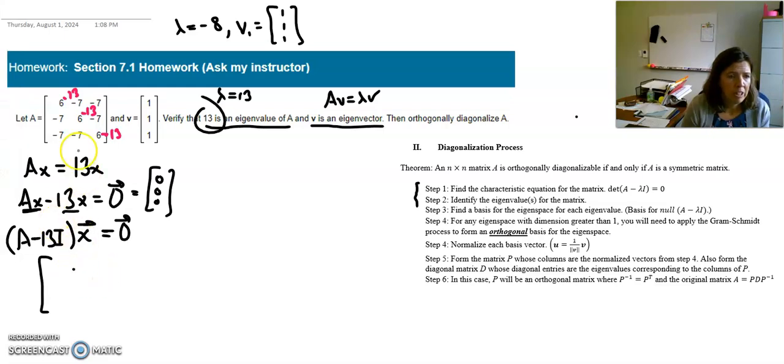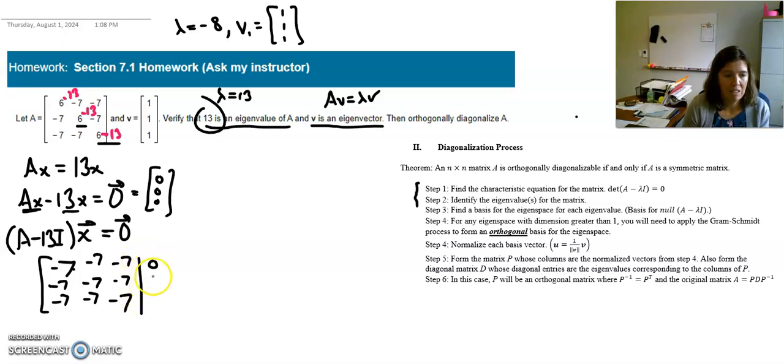Okay, so when you do that, you have 6 minus 13, that's negative 7. These diagonal entries that were 6s, you're subtracting 13 from each one, so all of those turn into negative 7s. And then we had negative 7 everywhere else to begin with, so those entries are unchanged. So when you do your A minus 13I, you get this matrix with negative 7 everywhere.